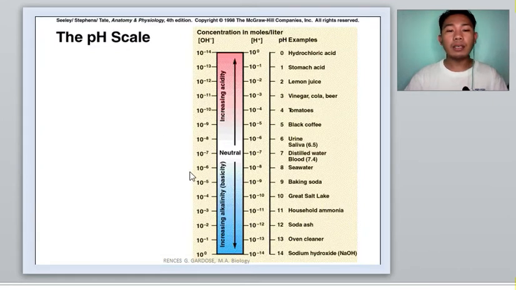This illustration is a pH scale where it ranges from 0 to 14. As we have discussed earlier, the neutral pH is 7, and our blood is slightly basic, and our stomach acid is pH 1. That means very acidic. And for example, we have here the baking soda, which is 9 in pH.